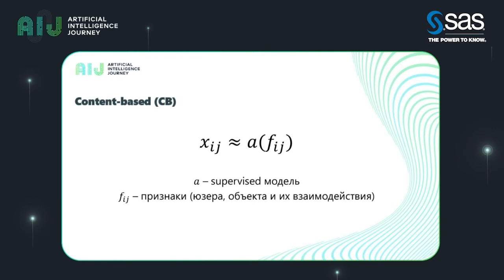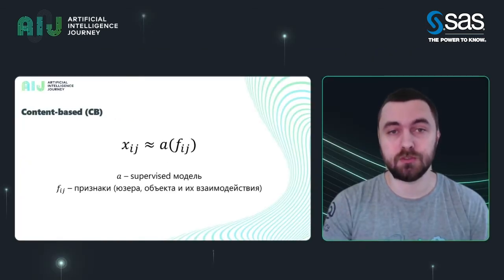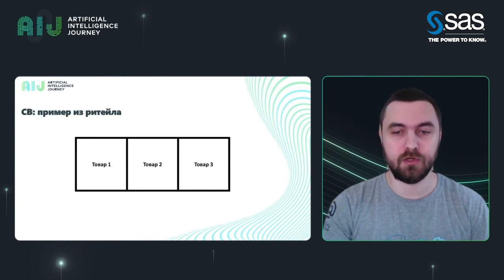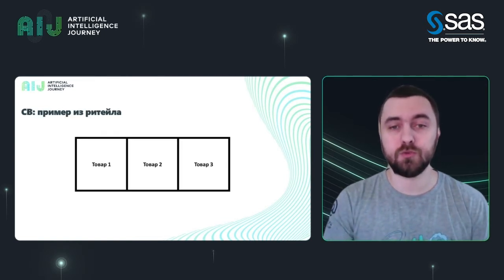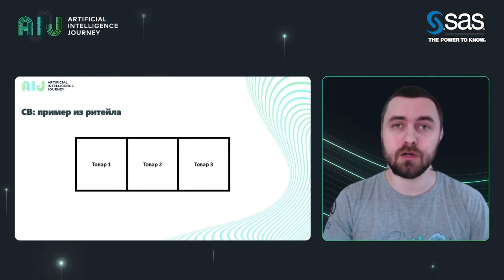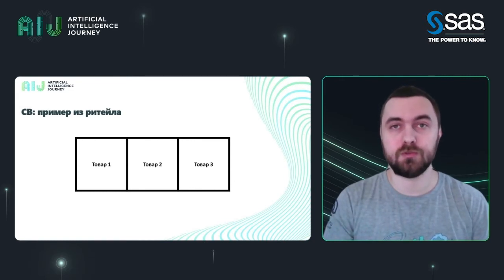On the other hand, we have content-based methods. This approach is predicting scores with a supervised model, machine learning, and we use parameters of users, objects, and their interaction. In this case, we're very likely to encounter content-based methods in retail. For example, we have lots of item parameters and user parameters that increase the accuracy of recommendations.